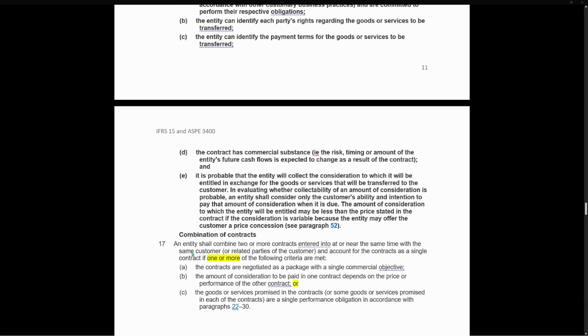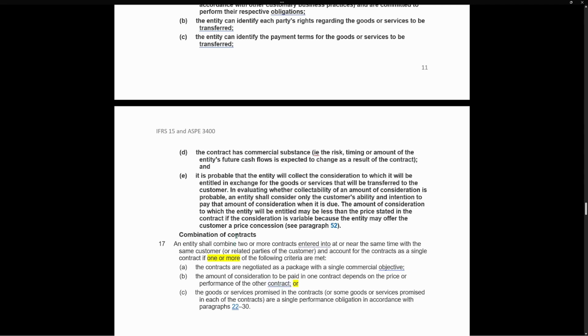The next part, paragraph 17, is talking about combination of contracts: if one or more of the following criteria are met, you would say that okay, you can combine the new contract with the old contract. That is, a single commercial objective, or the consideration to be paid in one contract depends on the price or performance of the other contract, or the goods or services promised in the contracts are a single performance obligation.